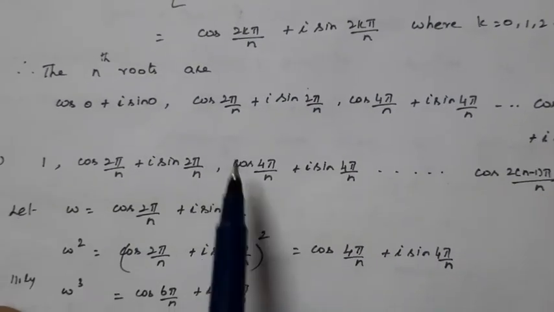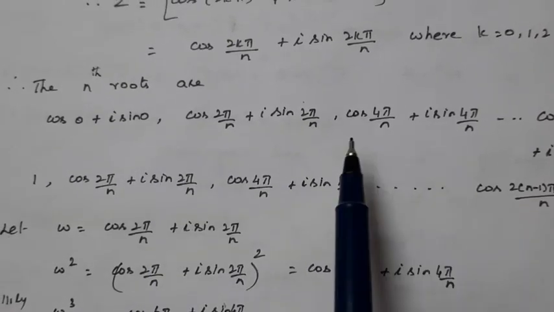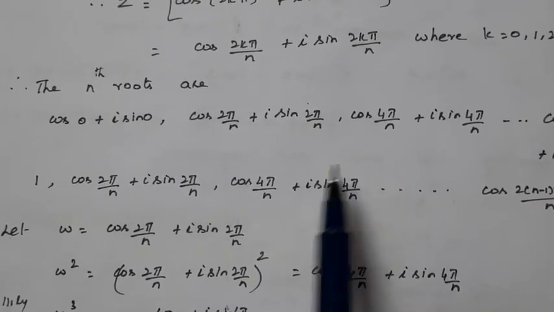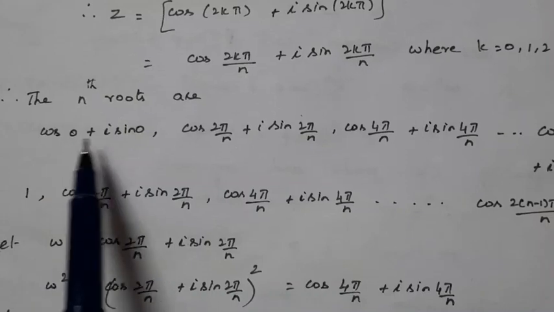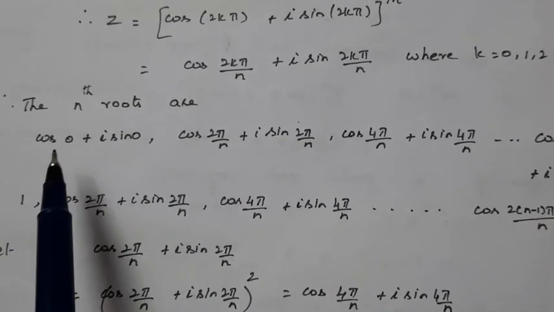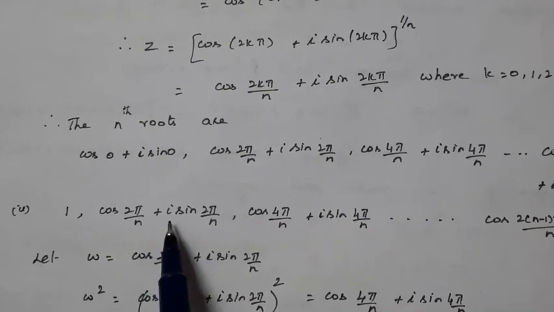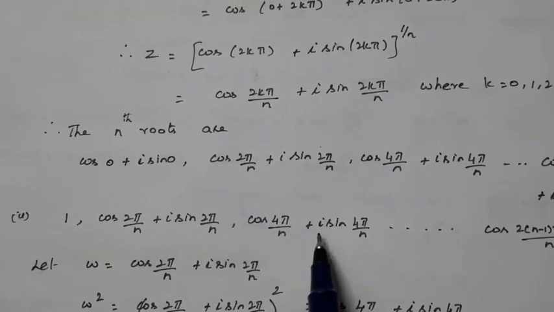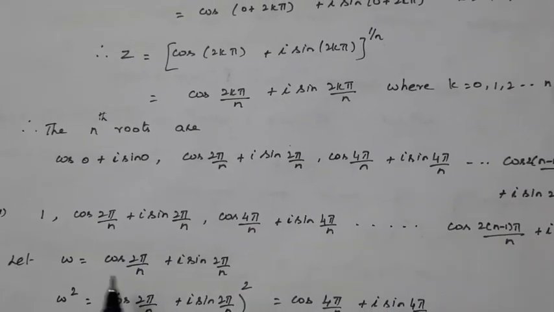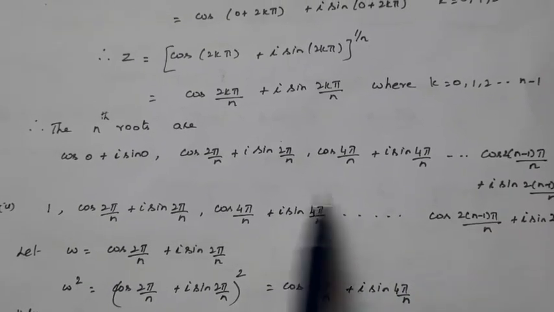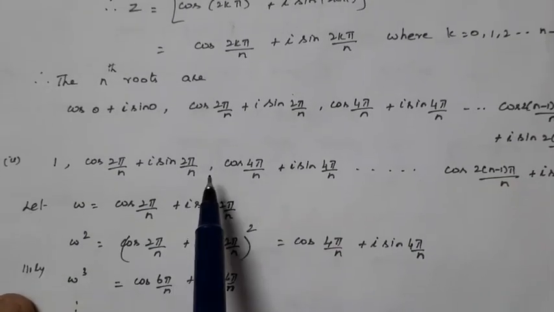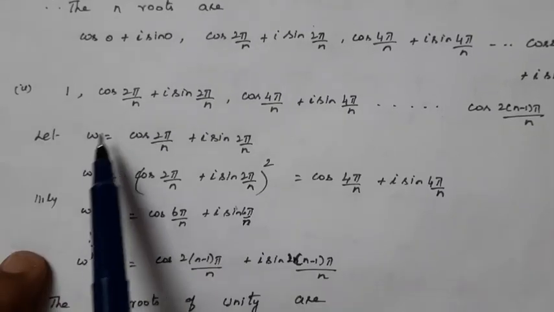Now, how to remember these values? We have to adopt a method to remember the values of the nth roots of unity. Cos 0 plus i sin 0 is nothing but 1, because cos 0 is 1 and sin 0 is 0. Then cos 2 pi by n plus i sin 2 pi by n, cos 4 pi by n plus i sin 4 pi by n, etc. In order to remember the nth roots of unity, let us follow a method.